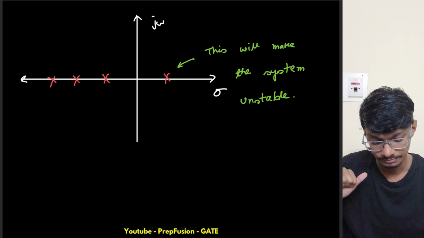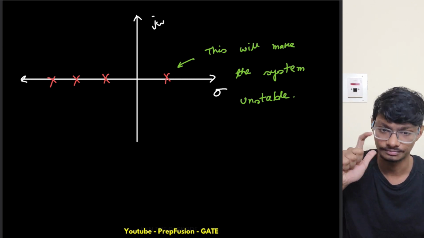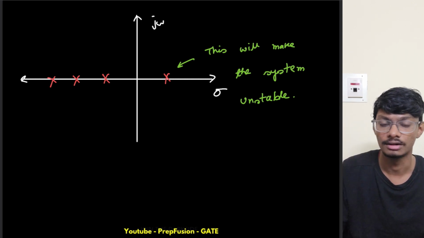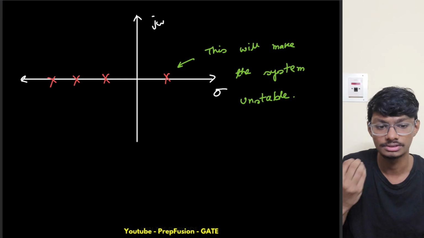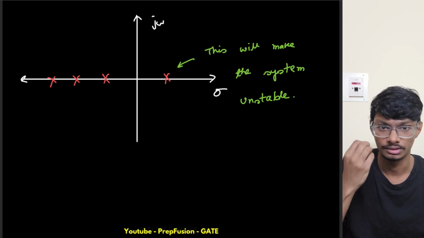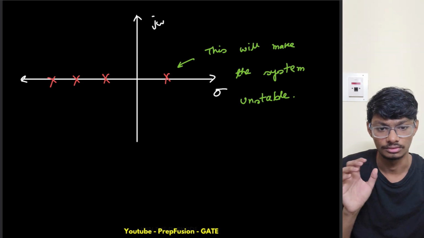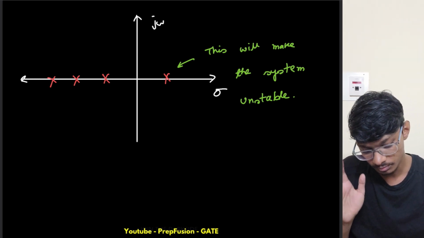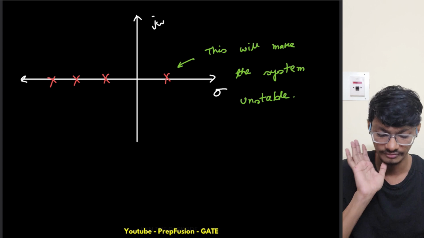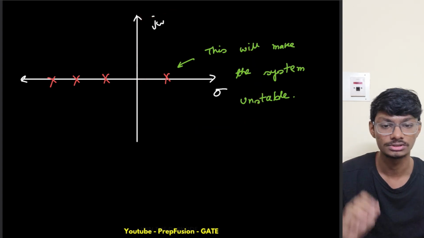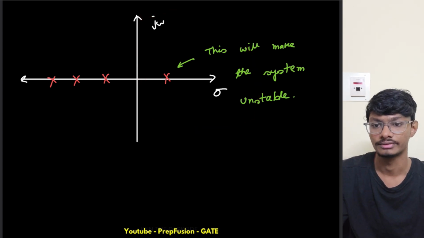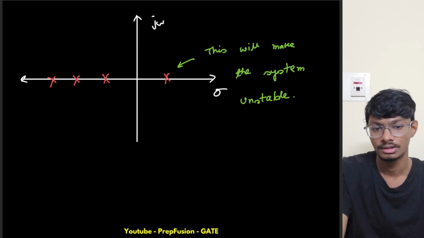But if I have complex conjugate poles on the imaginary axis and one pole on the left hand side, then the system will be stable only. Okay, so all these are examples. Even if there is one pole on the right hand side, just remember this, it will always make the system unstable. Okay, so this was for stability and pole zeros.